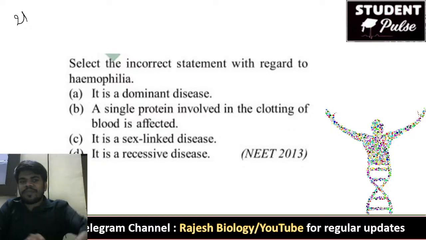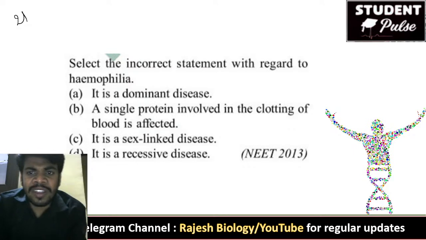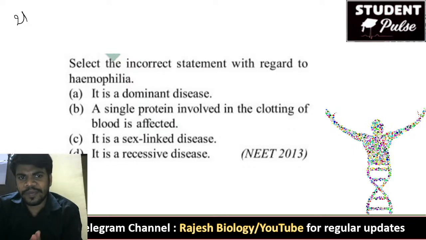Select the incorrect statement with regard to hemophilia. A: It is a dominant disease. B: A single protein involved in the clotting of blood is affected. C: It is a sex-linked disease. D: It is a recessive disease. 21st.